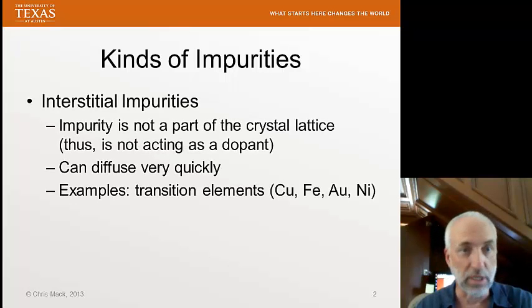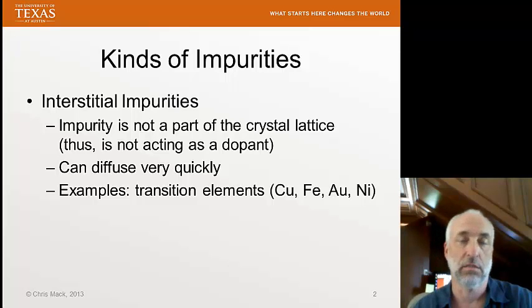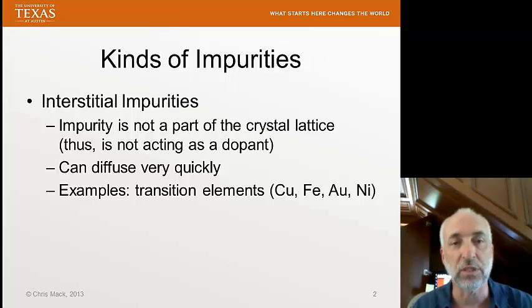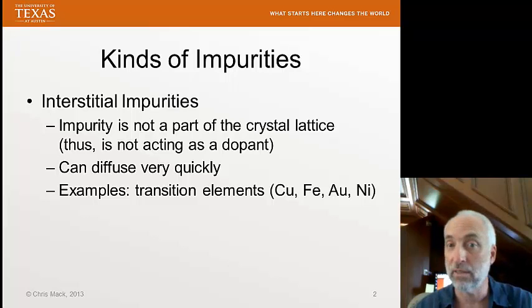One kind of impurity is called interstitial impurities. These are impurities that are not a part of the crystal lattice. Stitial means built-in, and interstitial is between the built-in lattice sites. Now, interstitial impurities are not dopants. They're not activated. They don't act as dopants, either acceptors or donors.